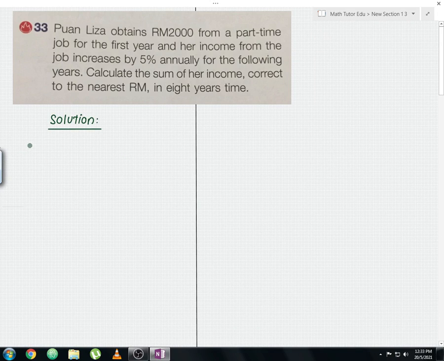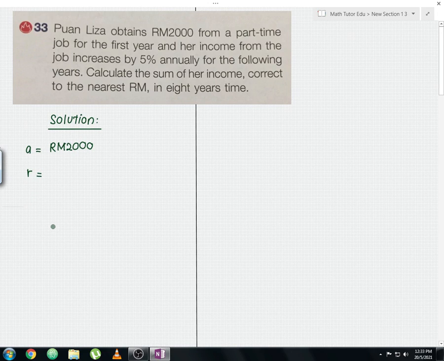Okay, let me write down the important information by beginning with the first term A. In this case, the first term A is 2000 ringgit. Okay, and then let us continue. Since this question is a geometric progression question, instead of finding common difference, we need to find common ratio. In this case it is letter R.